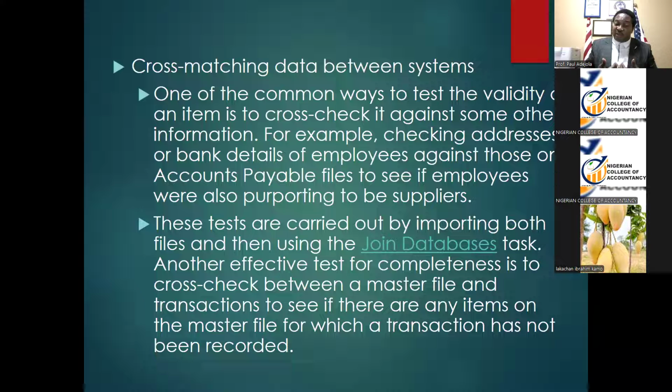That is my employee record. They now check also the addresses of suppliers to Nigerian College of Accountancy, and they discover it again. In fact, IDEA will just bring out the one that correlates. Then you will continue your investigation, which will enable you to form an opinion. Why are we having C67 Area 11 Shopping Mall both as employee and as supplier? That is what we mean by cross-matching. These tests are carried out by importing both files and then using the join databases tags.